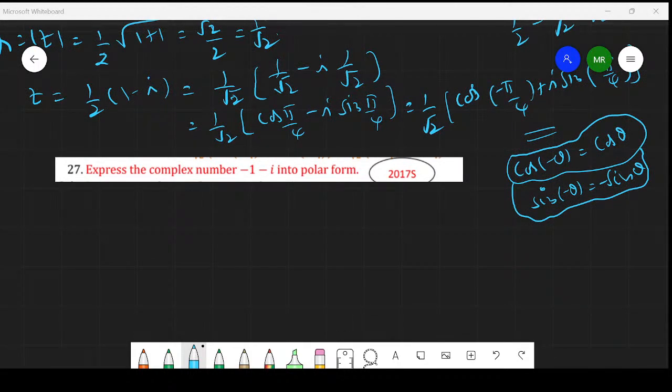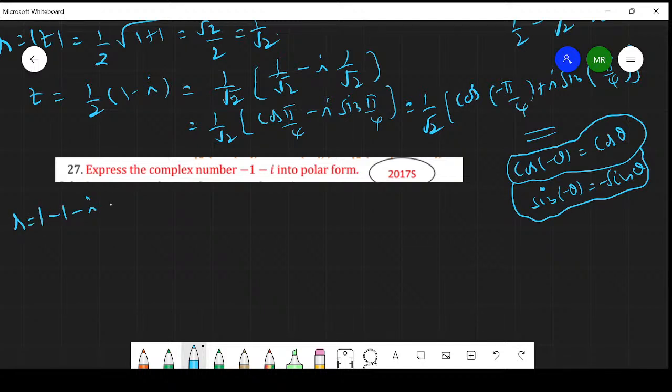Right. I will do the next problem now. See, express the complex number minus 1 minus i into polar form. They are asking to express the complex number minus 1 minus i into polar form. The given complex number is this. You take minus 1 minus i.